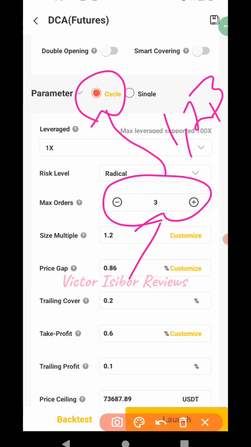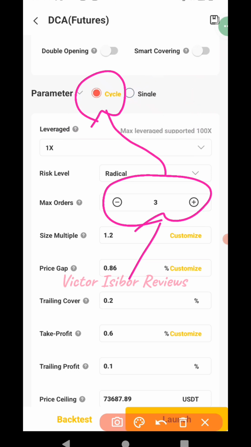Then because it is on cycle, after a while, it will start the first trade again. Because cycle means you are telling it rinse and repeat. Rinse and repeat. Single means when you go on these 3 journeys and you come back, don't bother going again. You're done. All right? So limit order.